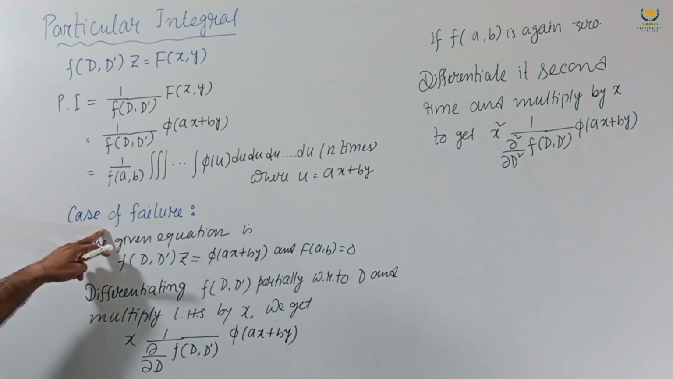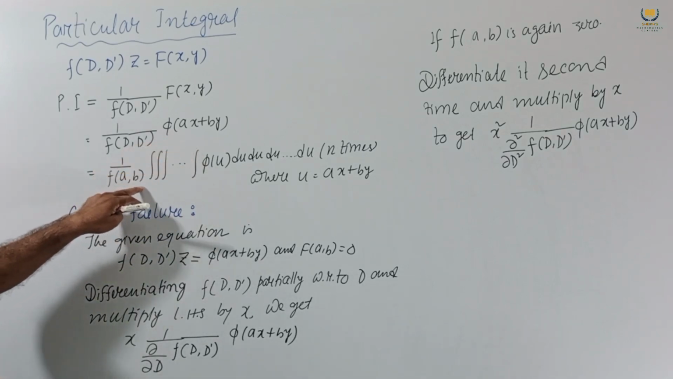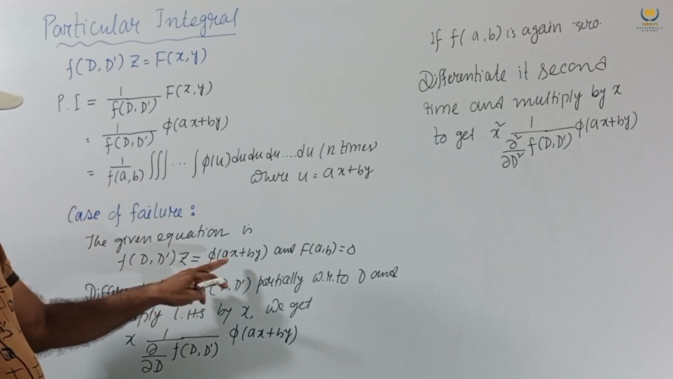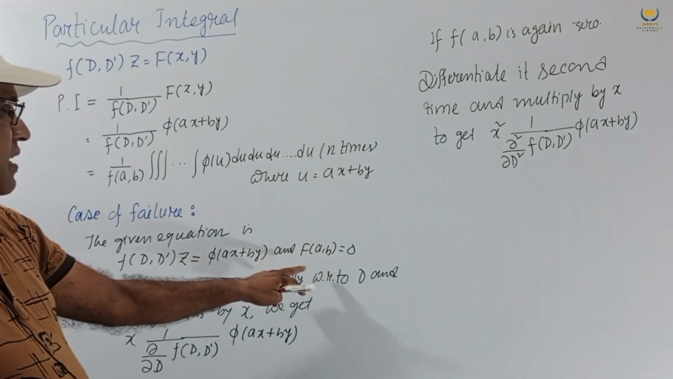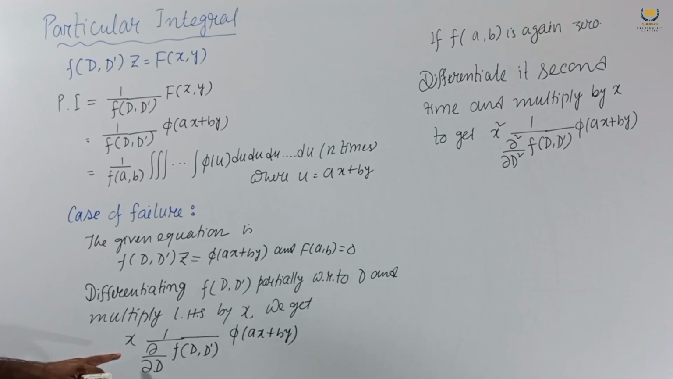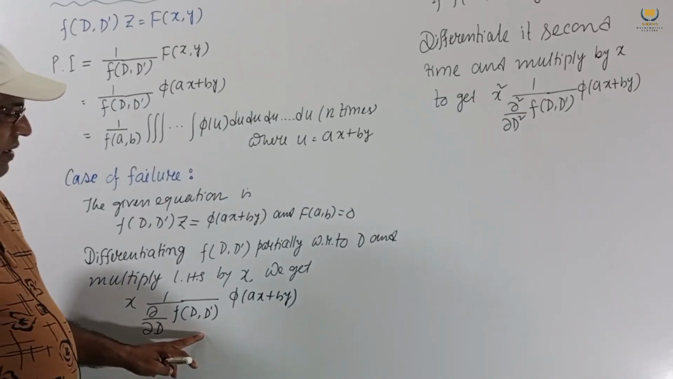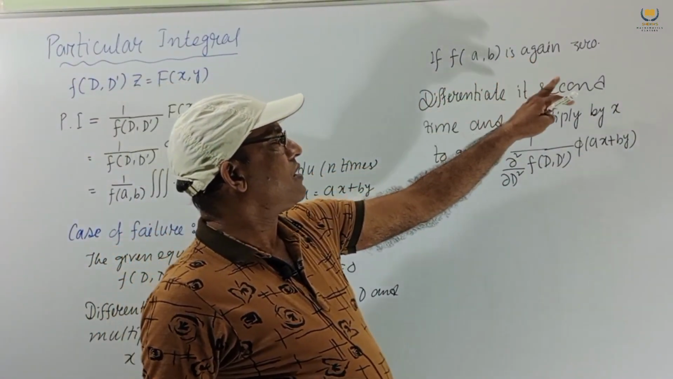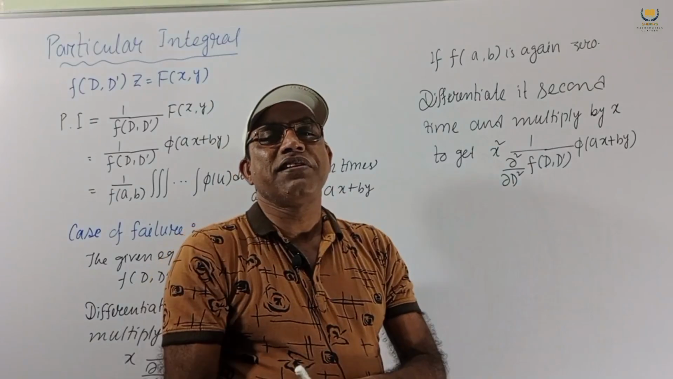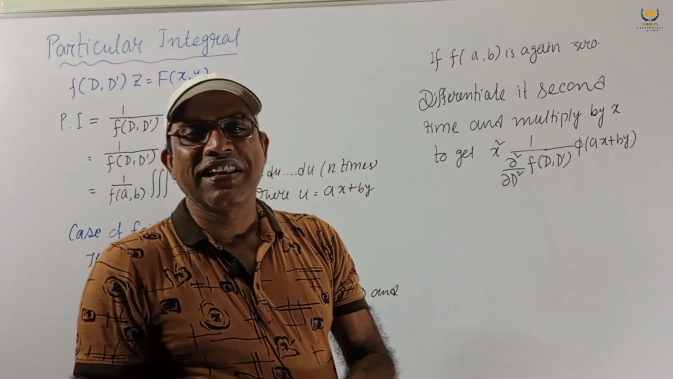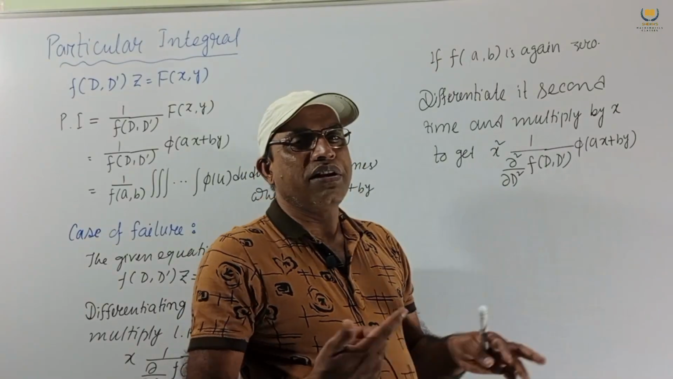Now the case of failure. When we put a, b in place of D, D' in the given equation with phi(ax + by), if the result is zero, then we differentiate partially with respect to D and multiply by x, and we get a result. And again, if putting a, b gives zero, then again we differentiate partially with respect to D a second time. Again if we get zero, then again we differentiate. In this way we differentiate m times.